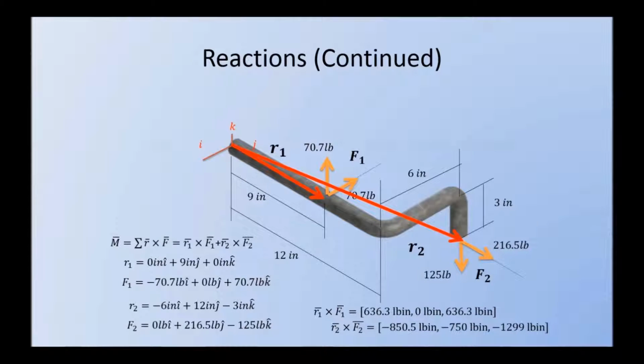Now, once we have both sets of vectors, we can then take those and join them into the total moment, which is shown on the far right, of minus 214.2 pound-inches about the I, minus 750 pound-inches about the J, and minus 662.7 pound-inches about the K. Now, in order to find the actual reaction, we simply find the negative of that vector, shown there.